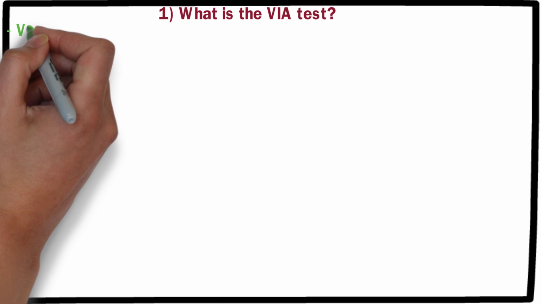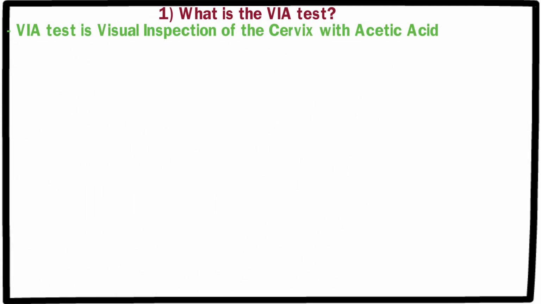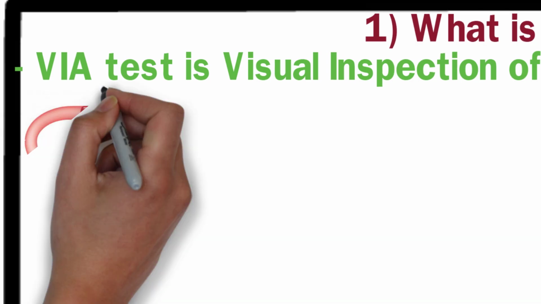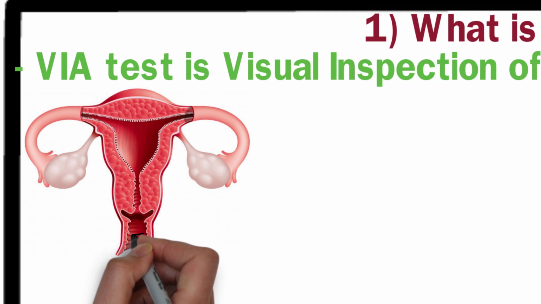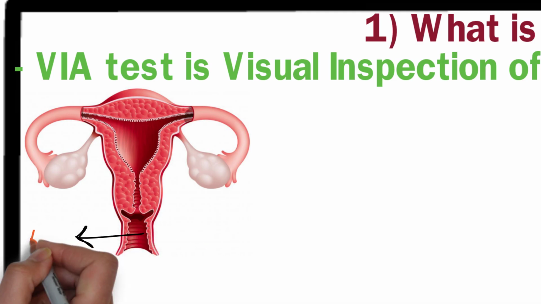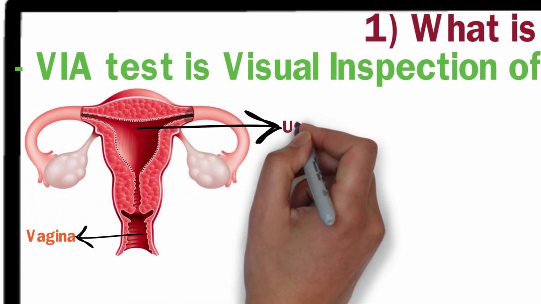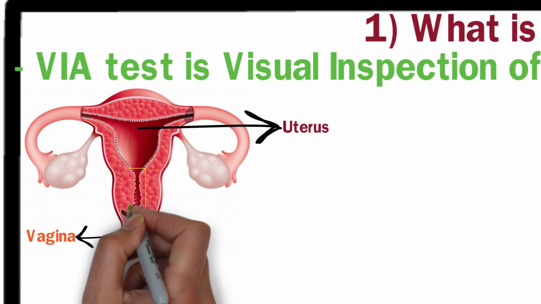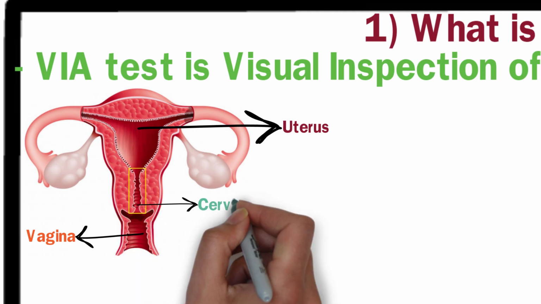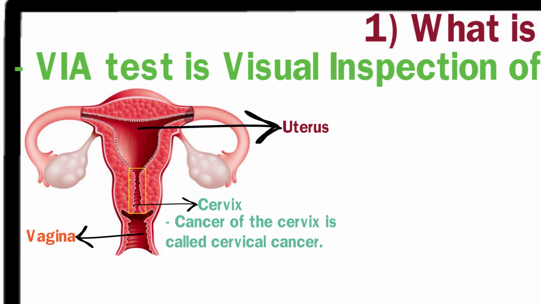The full form of the VIA test is visual inspection of the cervix with acetic acid. Please look at this image. It is an image of the female reproductive system. The part shown in the picture is called the vagina. The name of this part is the uterus. The smooth part between the vagina and the uterus is called the cervix, or cervical canal. Cancer of the cervix is called cervical cancer.